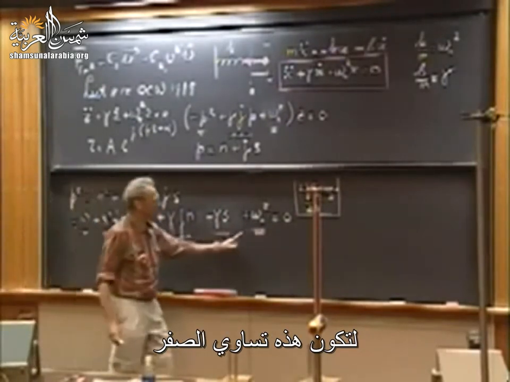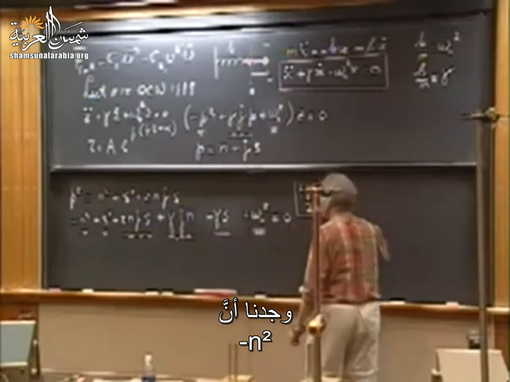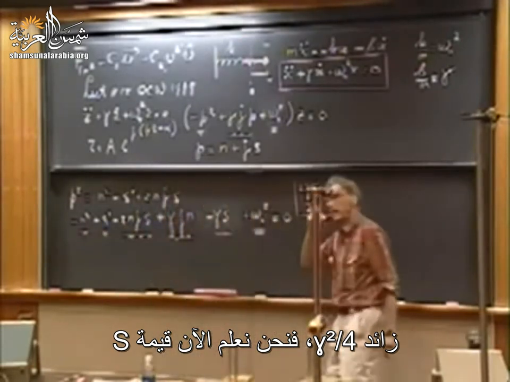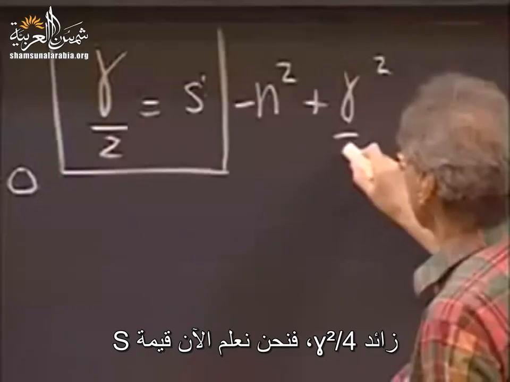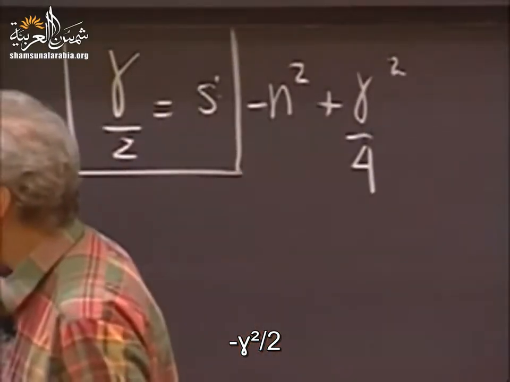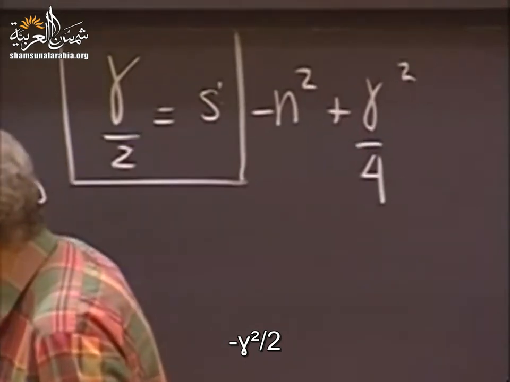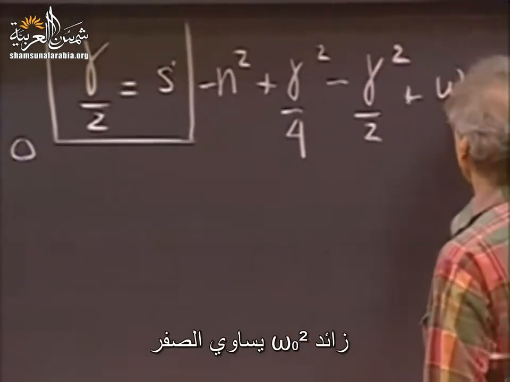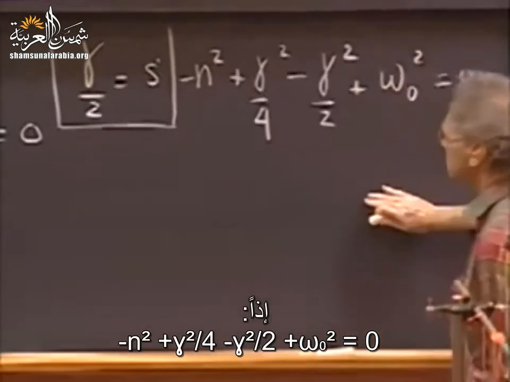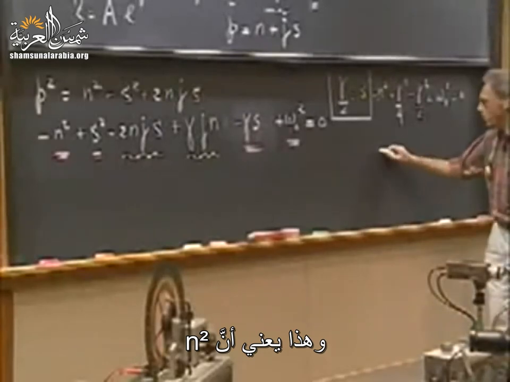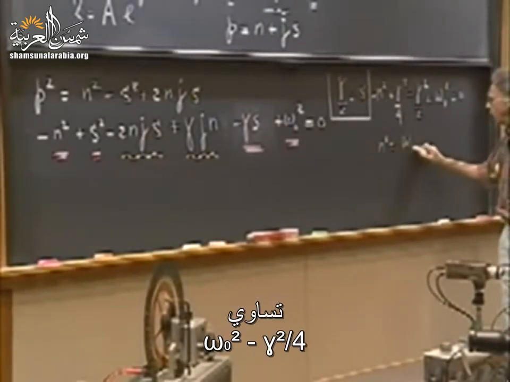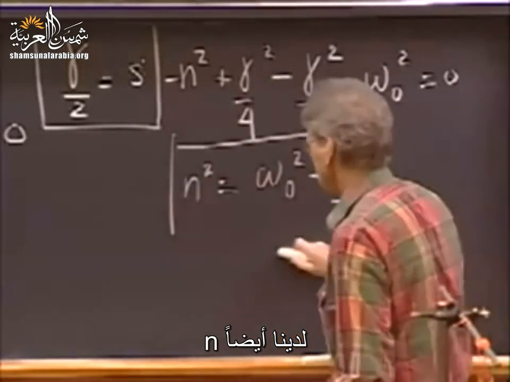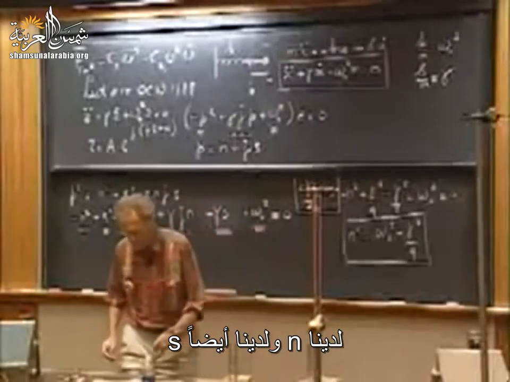For this to be 0, we find that n squared minus n squared plus gamma squared over 4, because we know what s is now. So plus gamma squared over 4 minus gamma over 2 times minus gamma times s, which is minus gamma squared over 2, minus gamma squared over 2 plus omega 0 squared equals 0. And that means that n squared is omega 0 squared minus gamma squared over 4. So we also have n. So we now have n, and we have s.